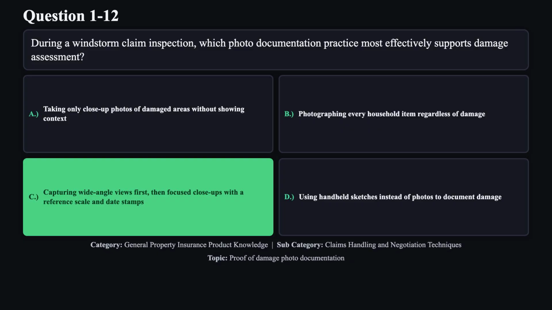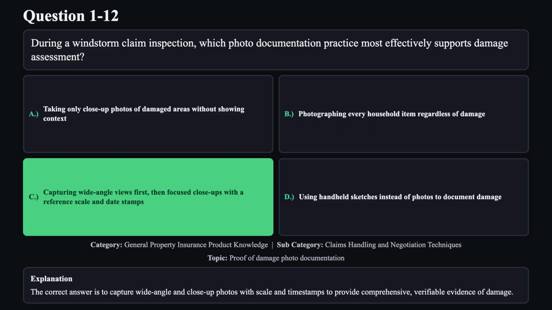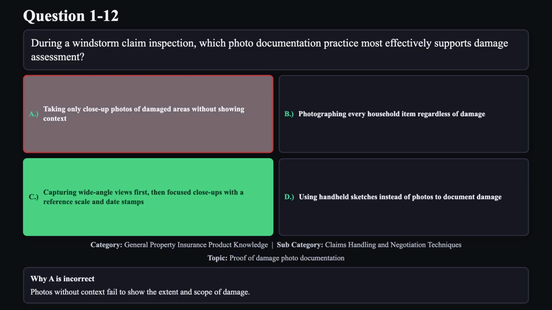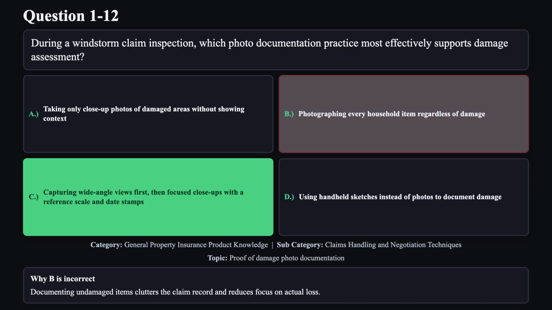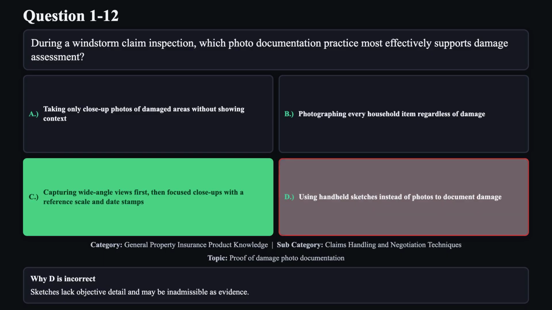The correct answer is C. The correct answer is to capture wide-angle and close-up photos with scale and timestamps to provide comprehensive, verifiable evidence of damage. Reason A is not correct. Photos without context fail to show the extent and scope of damage. Reason B is not correct. Documenting undamaged items clutters the claim record and reduces focus on actual loss. Reason D is not correct. Sketches lack objective detail and may be inadmissible as evidence.